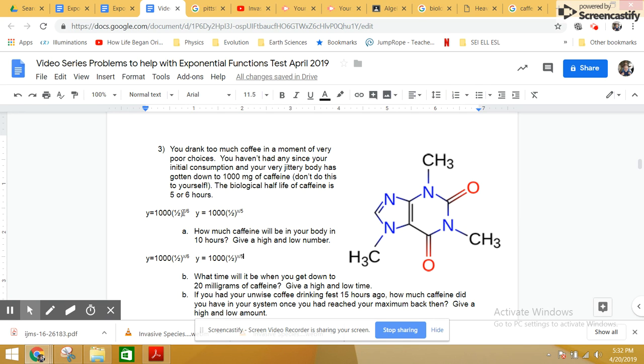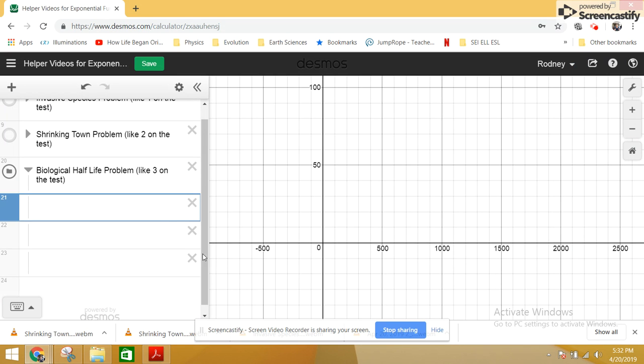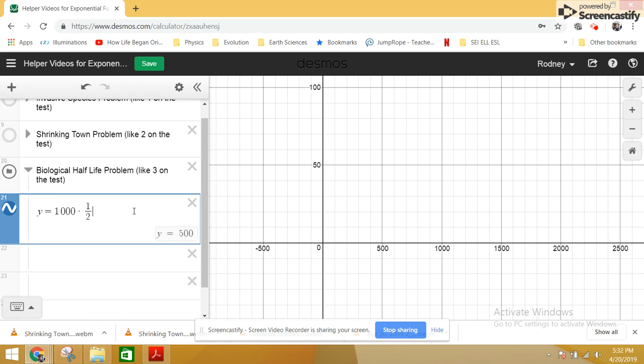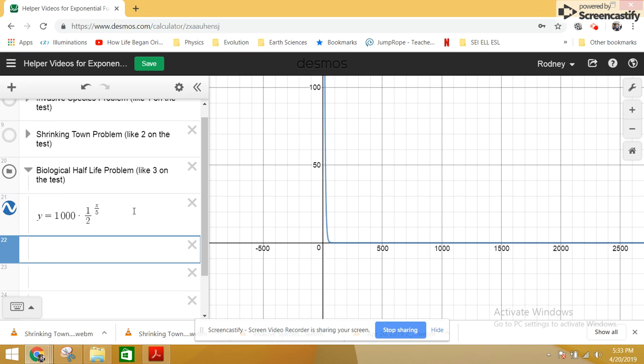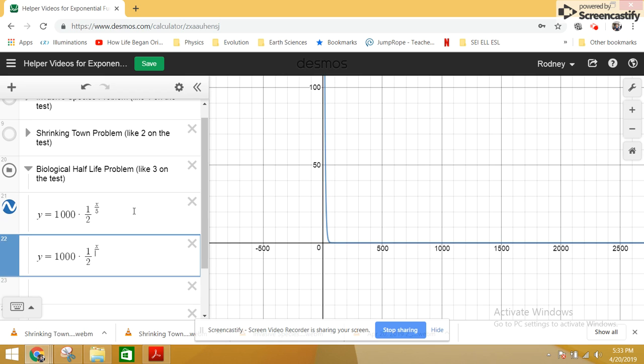So we can take these functions, and 10 hours is just what x is. We can replace x with 10 in both cases, and it'll give us an output for y that will tell us how much caffeine is in our body in 10 hours. So let's do that in Desmos. Y equals 1,000 times 1/2 raised to the x over 5 for the short half-life, and the same thing, only raised to the x over 6 power for the longer half-life.